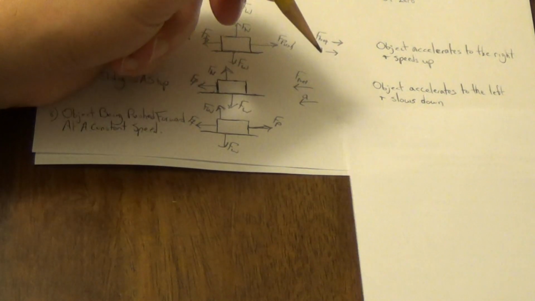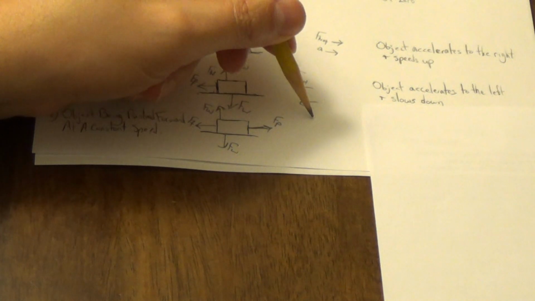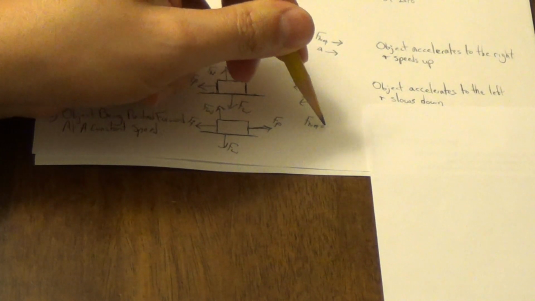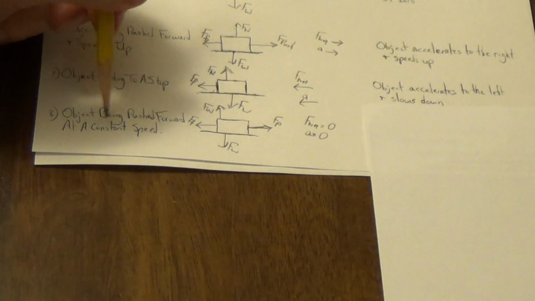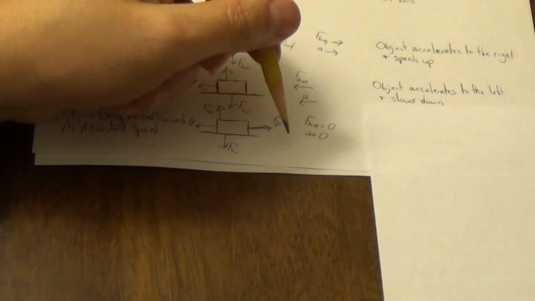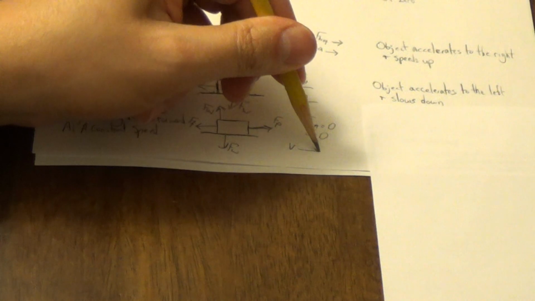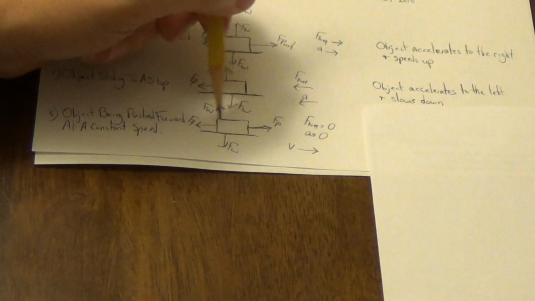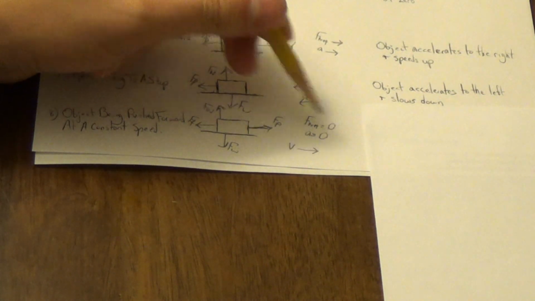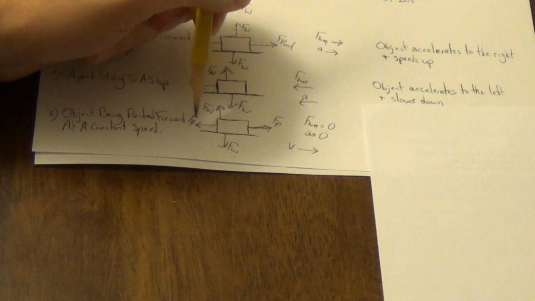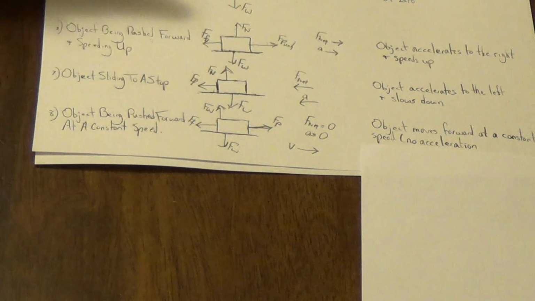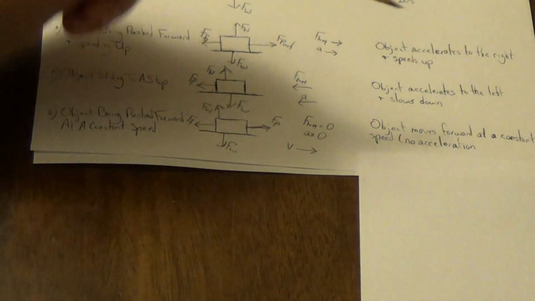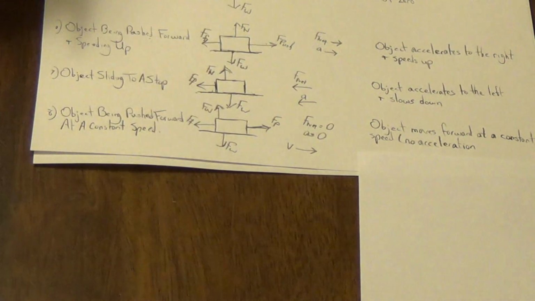Therefore, the net force would be 0, and then the acceleration would be 0. That satisfies the situation. We said it's going at a constant speed. So it does have a velocity this way, but because the forces cancel out, it's not going to be accelerated forward, it's not going to be accelerated backwards, it's going to stay at that constant speed. And we can say that the object moves forward at a constant speed, there is no acceleration.